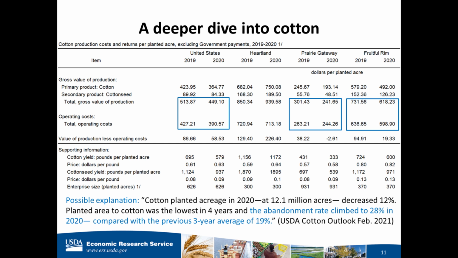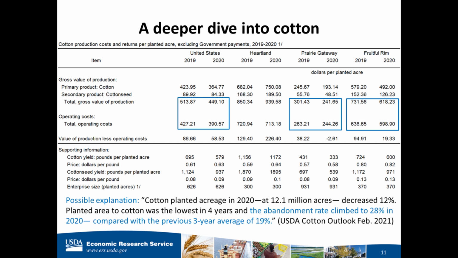Then the next row represents the total operating cost. I have not shown all the operating costs because they're expensive and I wanted to make sure that the point really comes across. And then the last column in the top part of the table is the value of production less operating costs. So let's begin with the United States.